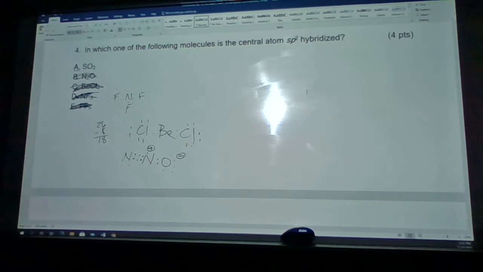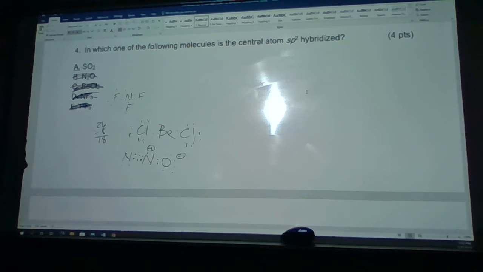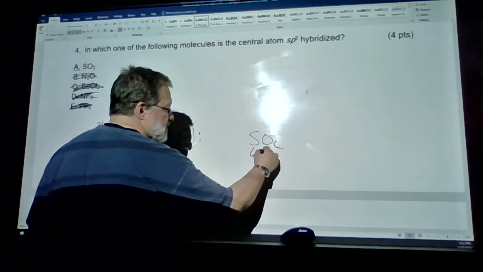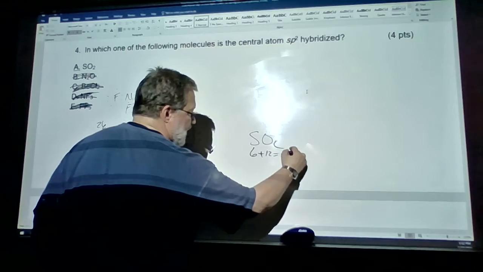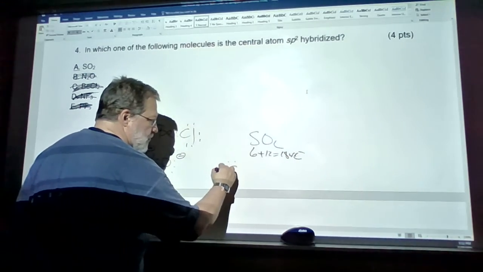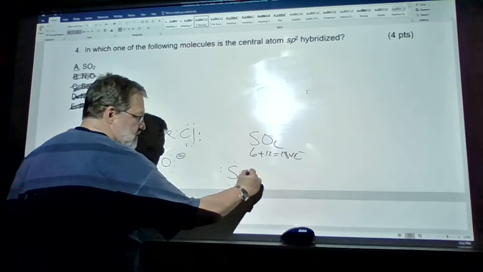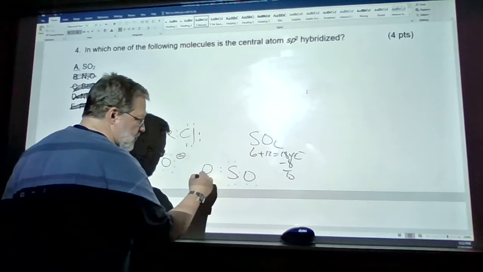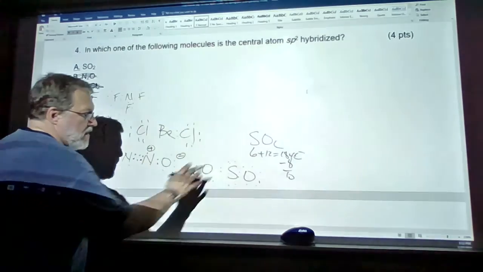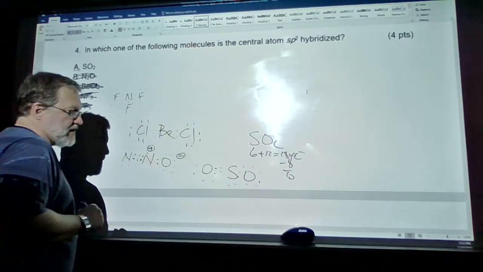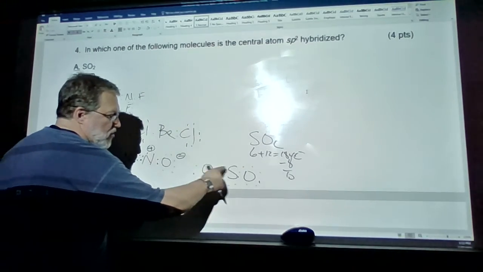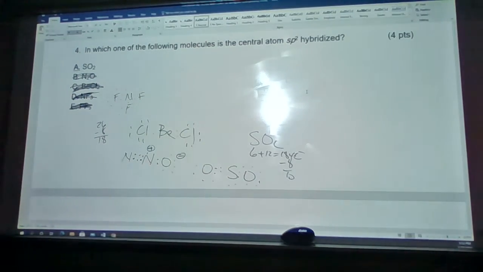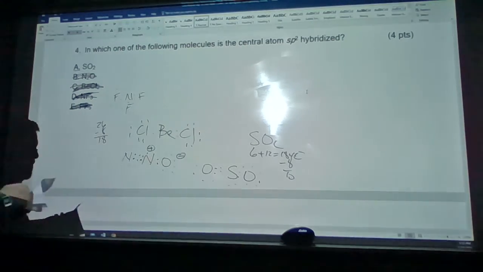So the only thing left is SO2. The center sulfur atom is sp2 hybridized. Sulfur has 6 valence electrons. Oxygen has 6, but there's 2 of them, so that's 12. That's 18 valence electrons. Center sulfur, 1, 2, 3, 4, 5, 6, 7, 8. Oxygens there and there. We have 18 minus 8, we have 10 left. 1, 2, 3, 4, 5, 6, 7, 8, 9, 10. One double bond between that sulfur and that oxygen atom. That center sulfur sees two things bonded to it, has one lone pair of electrons. The SO2 is sp2 hybridized.